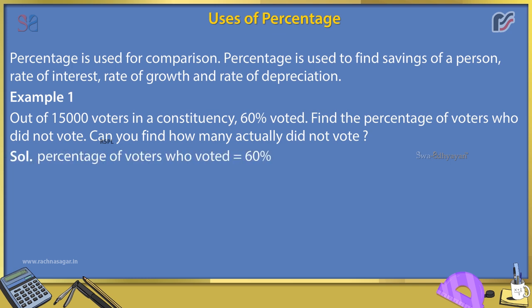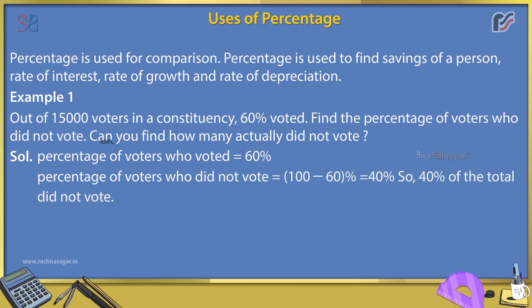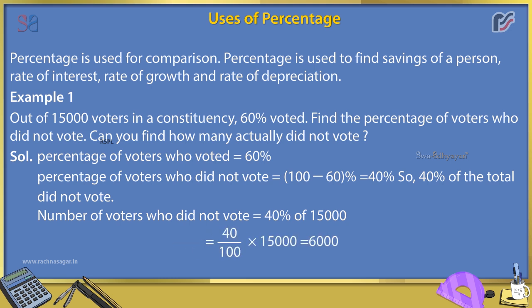Solution. Percentage of voters who voted is equal to 60%. Percentage of voters who did not vote is equal to, in the brackets, 100 minus 60%, which is equal to 40%. So, 40% of the total did not vote. Number of voters who did not vote is equal to 40% of 15,000, which is equal to 40 by 100 into 15,000, which is equal to 6,000. Out of 15,000, 6,000 voters did not vote.